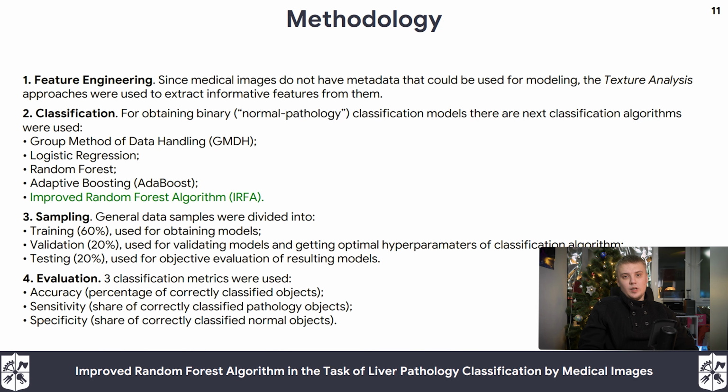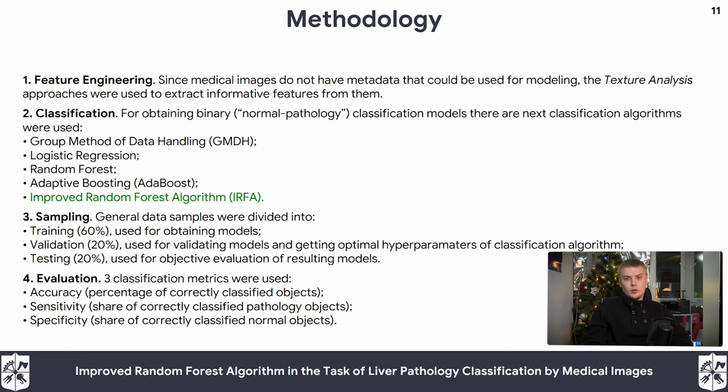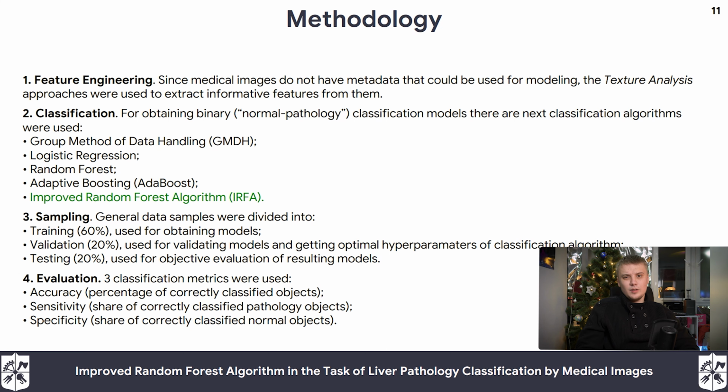This slide presents a methodology for solving the problem of liver pathology classification from medical images. If you talk about texture analysis, this is an elegant way to extract informative features from images, since images are two-dimensional arrays of grayscale pixels. Statistical information from them makes it possible to build diagnostic classification models.